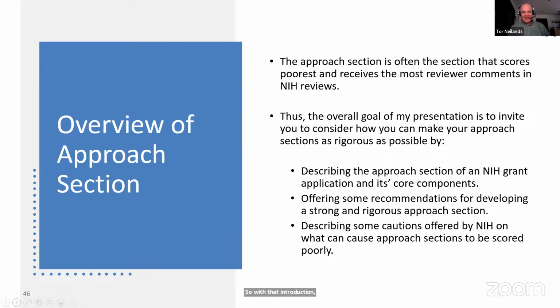Wonderful. You anticipated it before I even asked for it. So the approach section is often the section that scores the poorest and receives the most reviewer comments in NIH reviews.